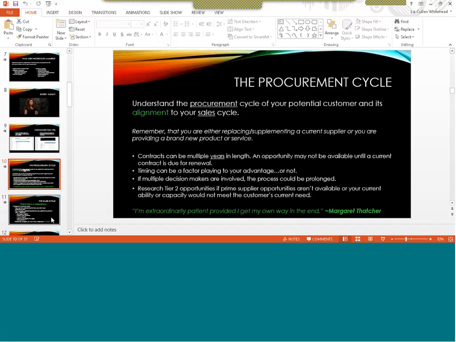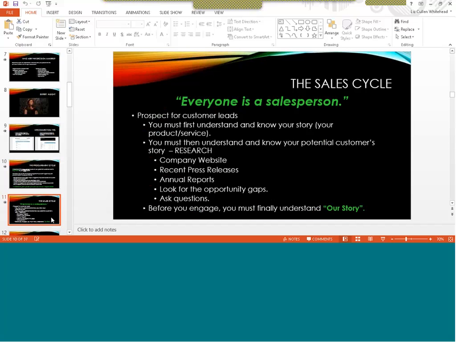If multiple decision makers are involved, the process could be prolonged. And finally, as I was talking about, research Tier 2 opportunities if prime supplier opportunities aren't available. So if there's a Tier 1 supplier that has a multiple-year contract, you might want to find out how you can supply as a Tier 2 supplier to that company. And that's something that the supplier diversity person can potentially help you identify as well, again, if you've built a relationship with them. So that brings us to the sales cycle.